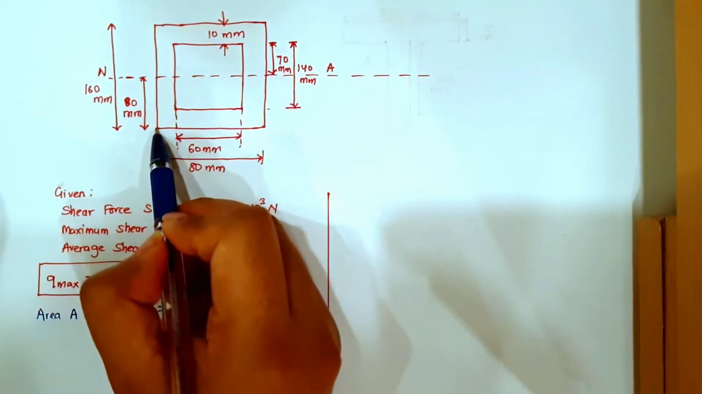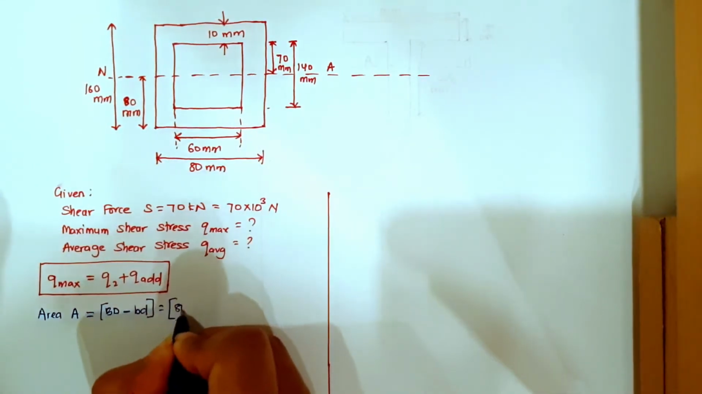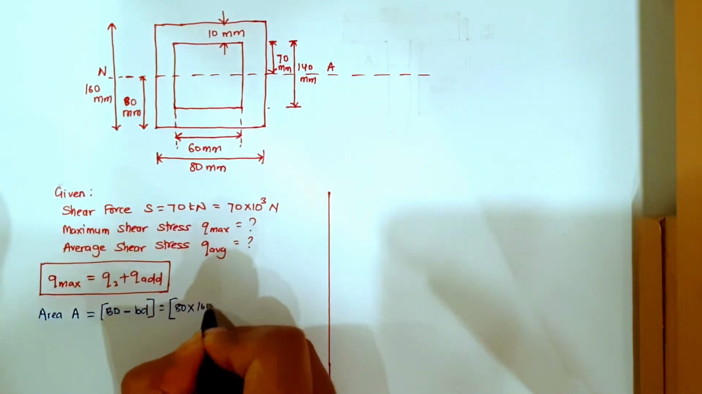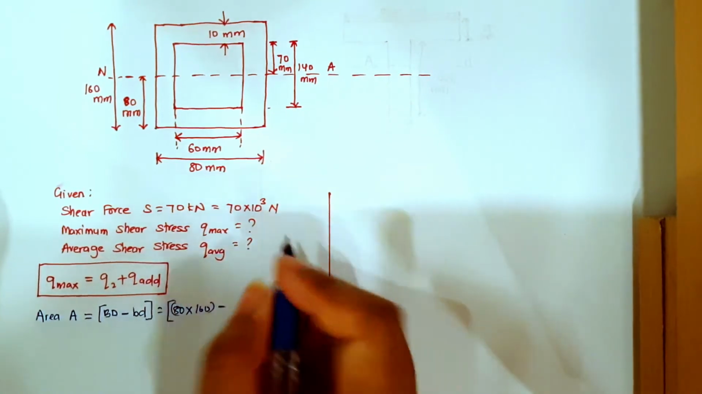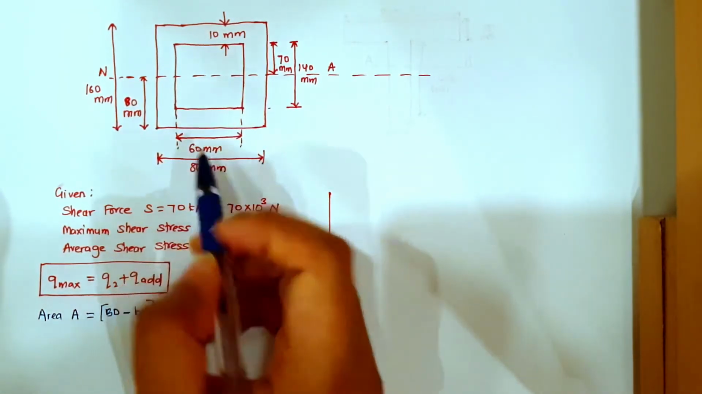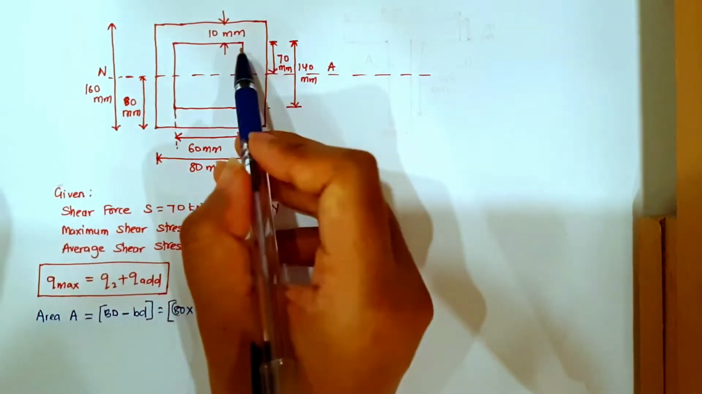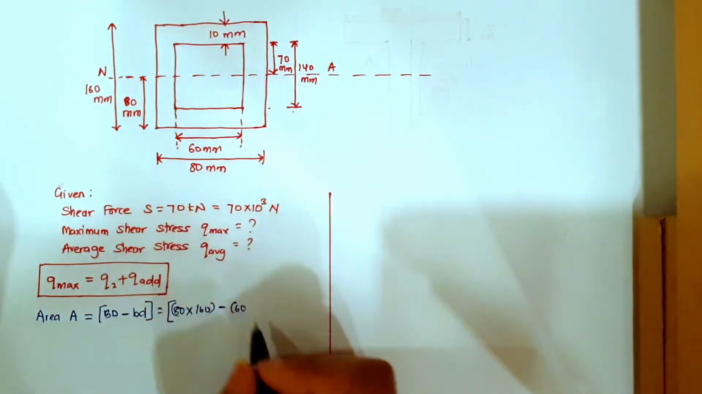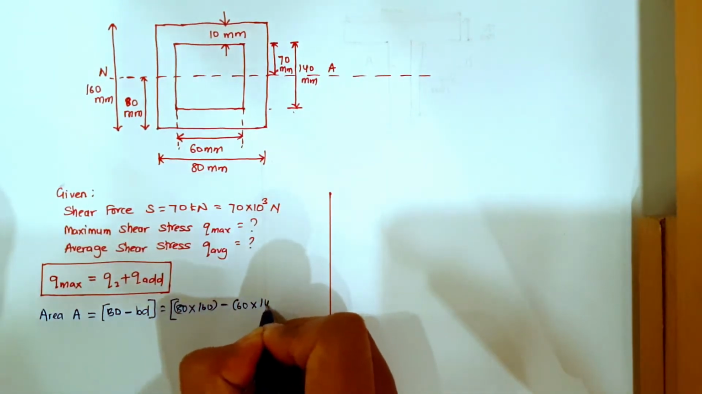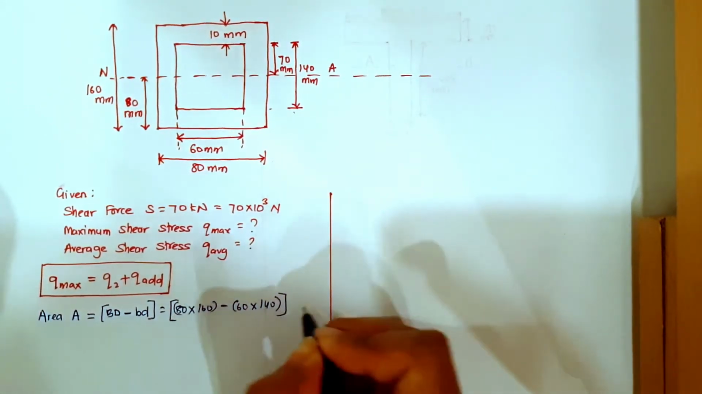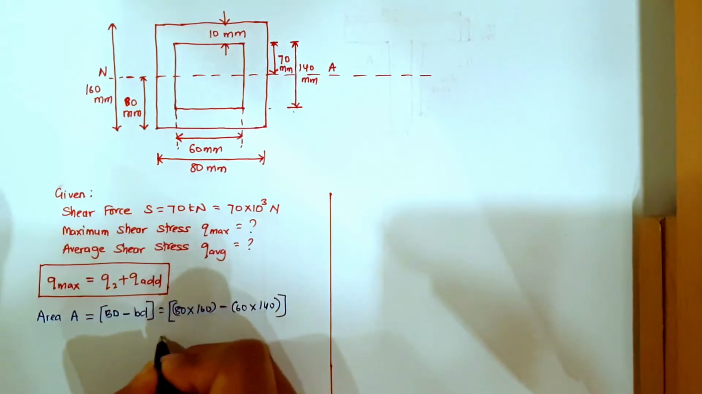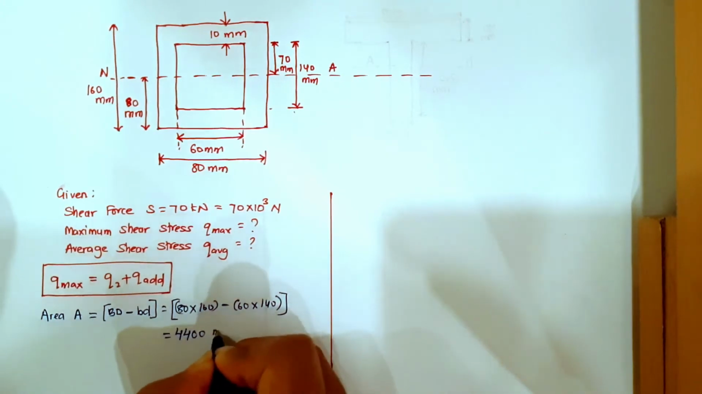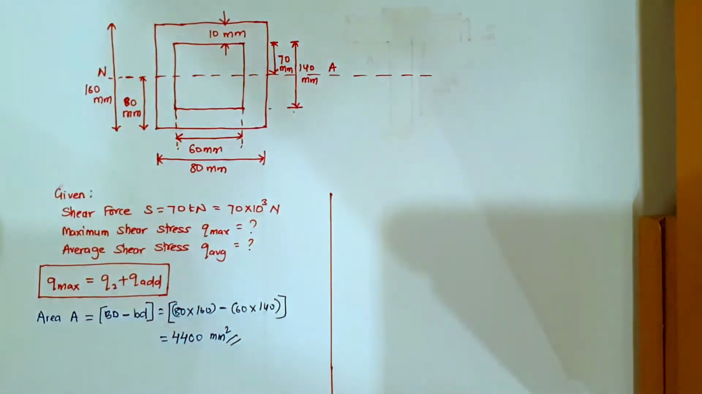How much is B for the outer rectangle? It is 80. How much is D for the outer rectangle? It is 160. So 80 into 160 minus, for the inner rectangle, B is 60 and the inner rectangle's depth is 140, so 60 into 140. From here you get this value equal to 4400 mm square. So this is the area.